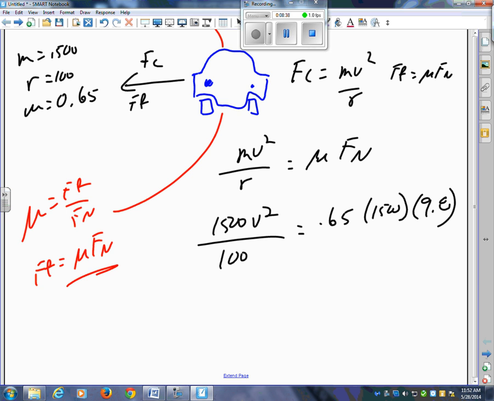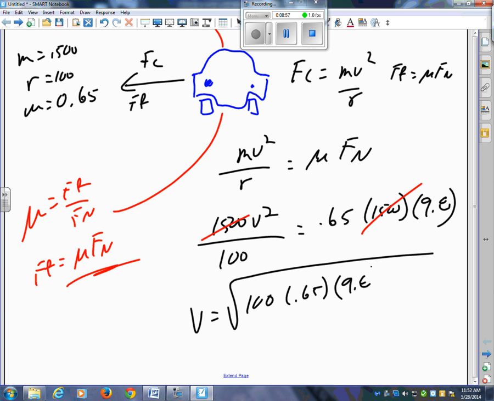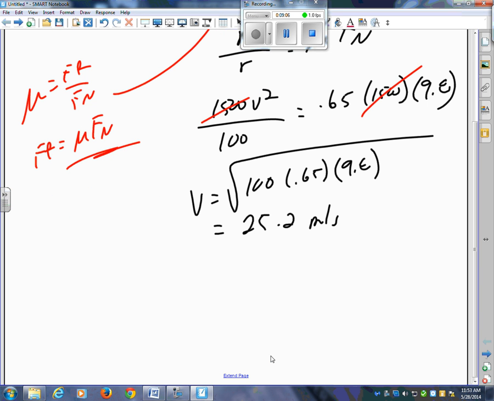Now, some of you might realize that those 1500s are just going to cancel on both sides, right? So you get v is equal to the square root of 100 times 0.65 times 9.8. And you should get a velocity of, anyone get 25.2 meters per second? And if you multiply that by 3.6, you're going to get 90.9 kilometers per hour.